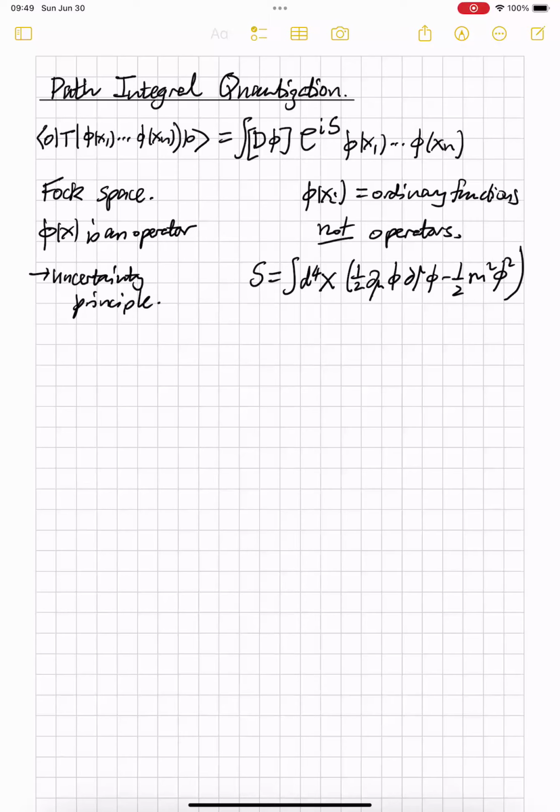But then you might be puzzled. How on earth do we achieve quantization? Previously, we achieved quantization by promoting our fields to be quantum operators. So how on earth is quantization achieved here? So quantization is achieved because we do the path integral over phi.